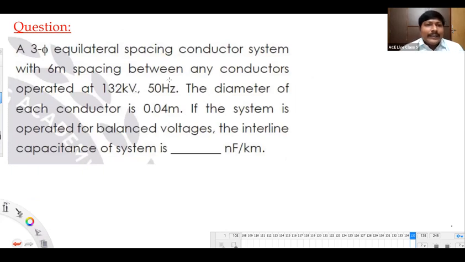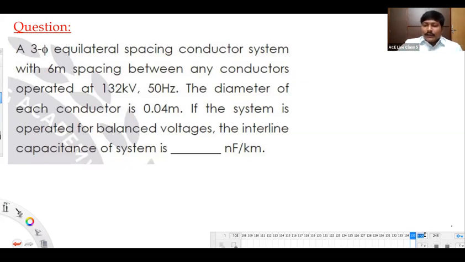Read this one. A three-phase equilateral spacing conductor system with 6 meters spacing between any conductors operated at 132 kV, 50 Hz. The diameter of each conductor is 0.04 meters. If the system is operated for balanced voltages, the interline capacitance of the system is dash nanofarad per kilometer.